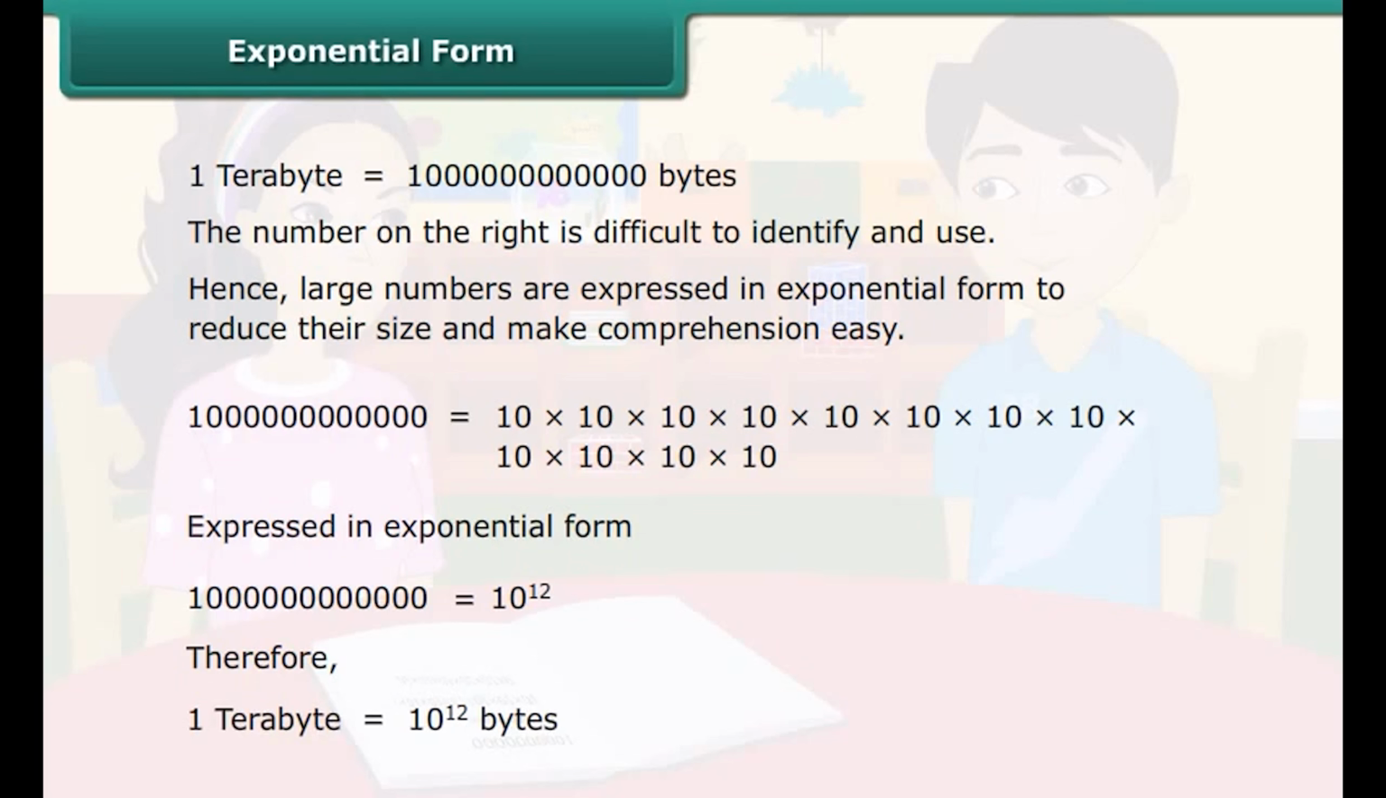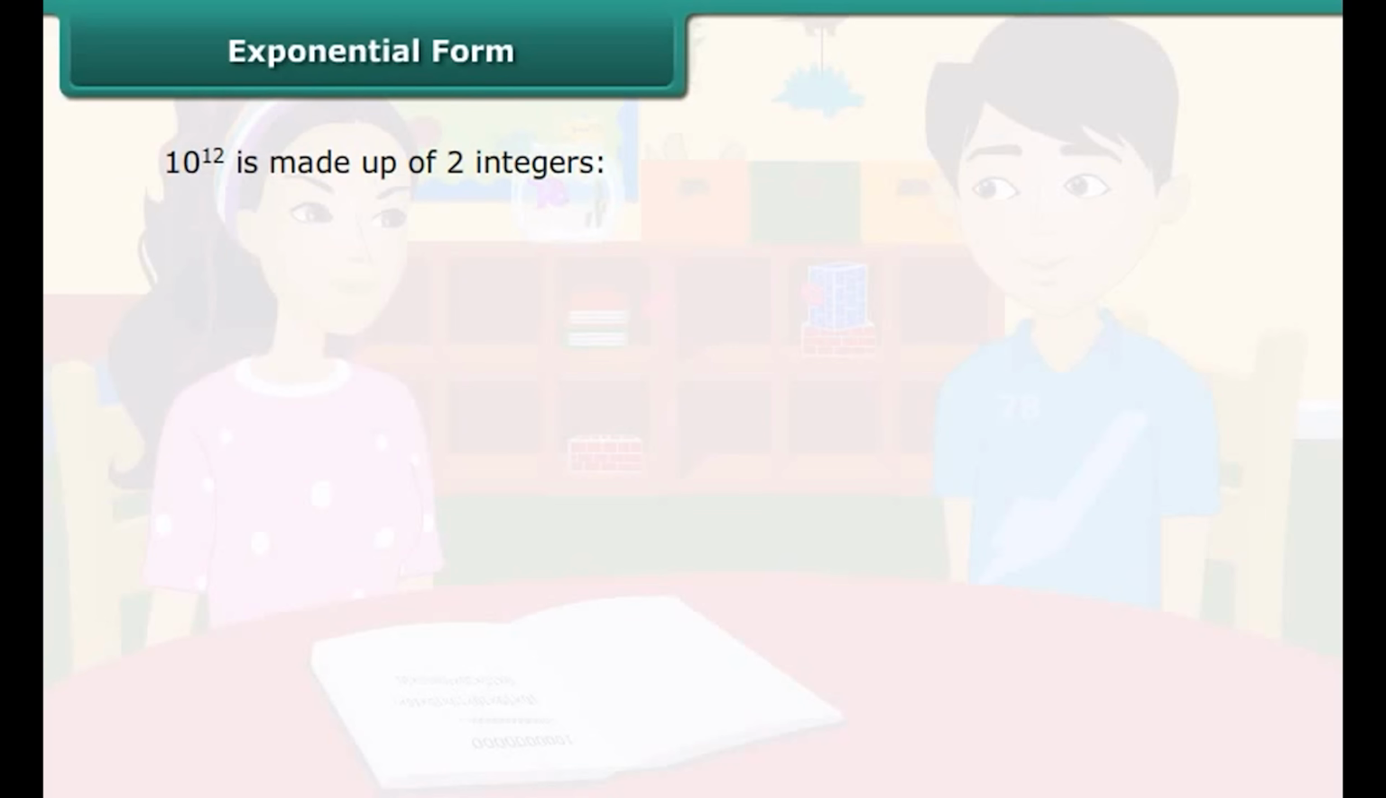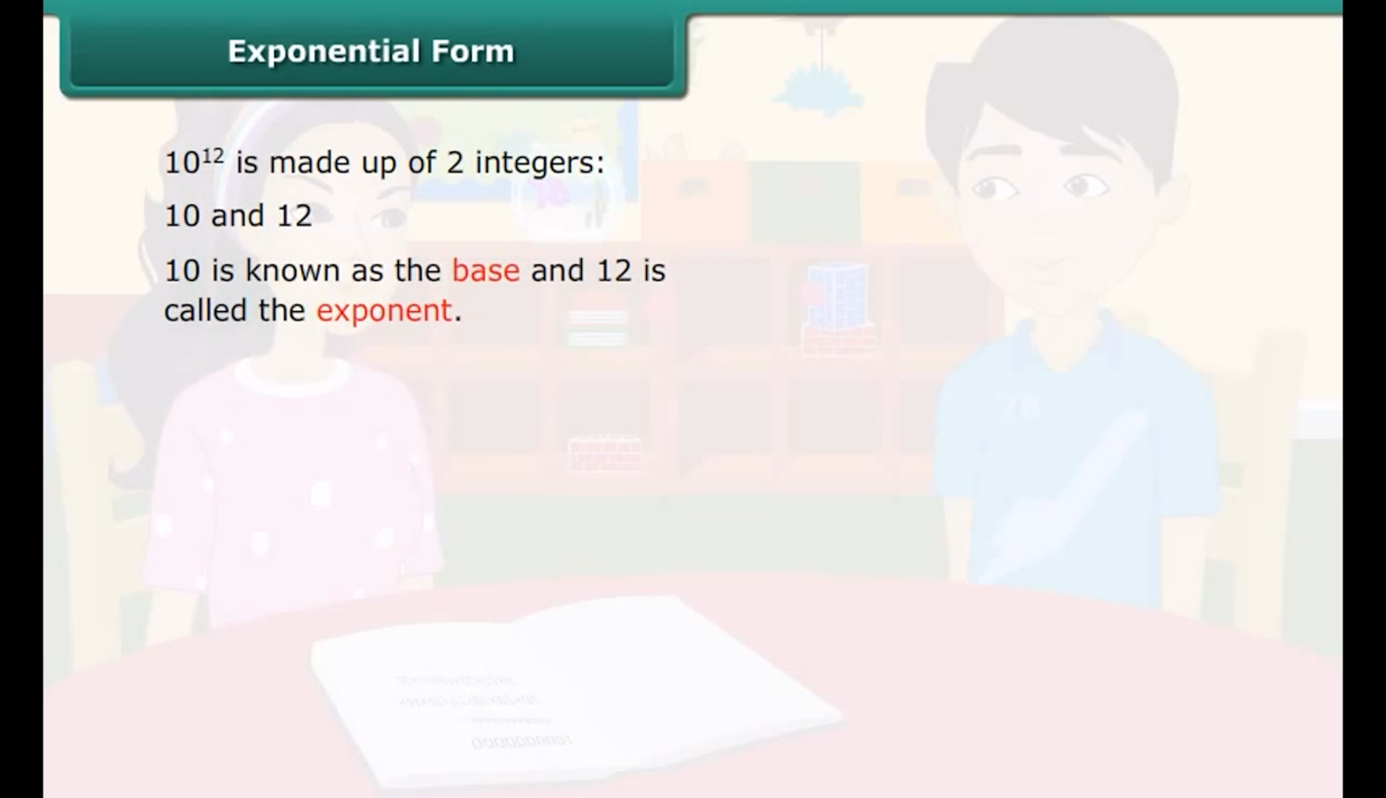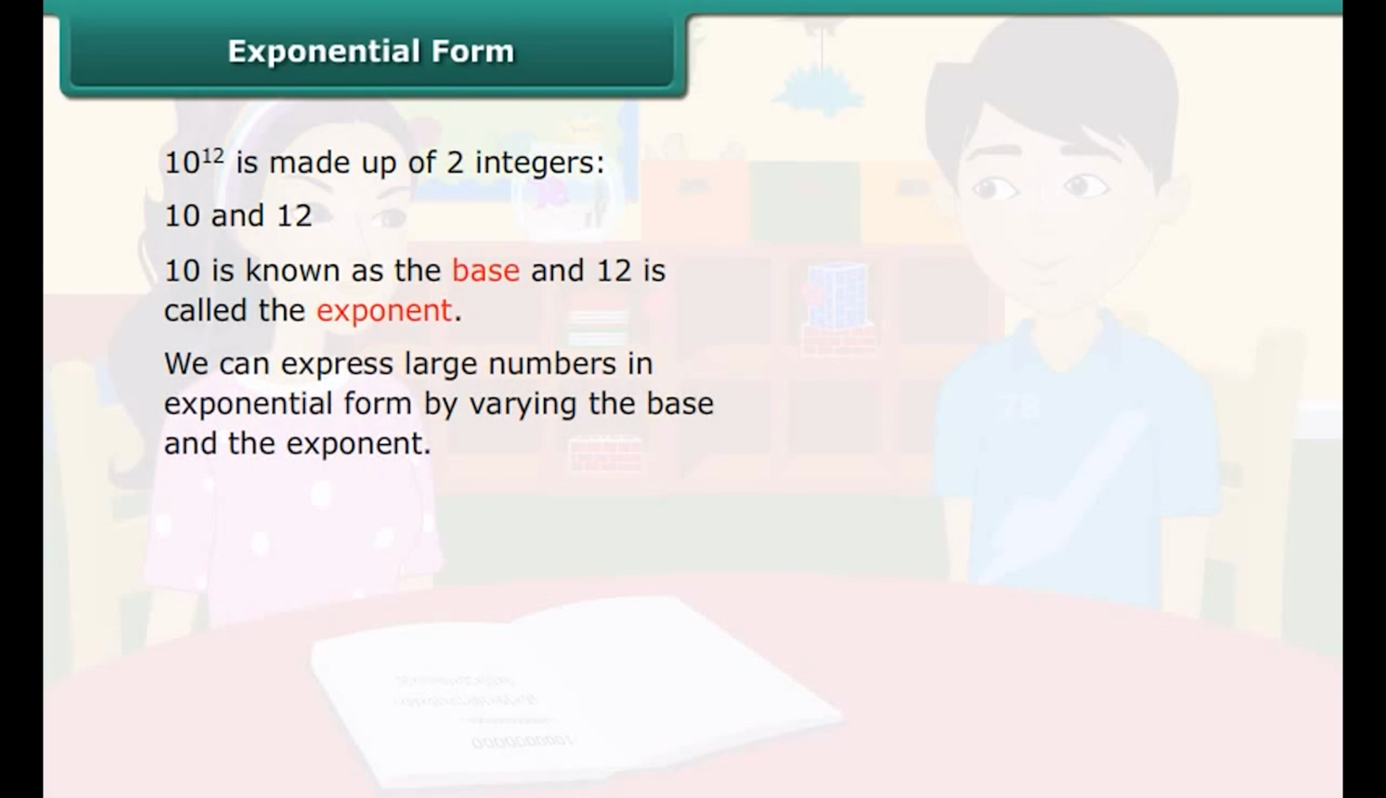12 bytes. 10 raised to the power 12 is made up of two integers, 10 and 12. 10 is known as the base and 12 is called the exponent. We can express large numbers in exponential form by varying the base and the exponent.